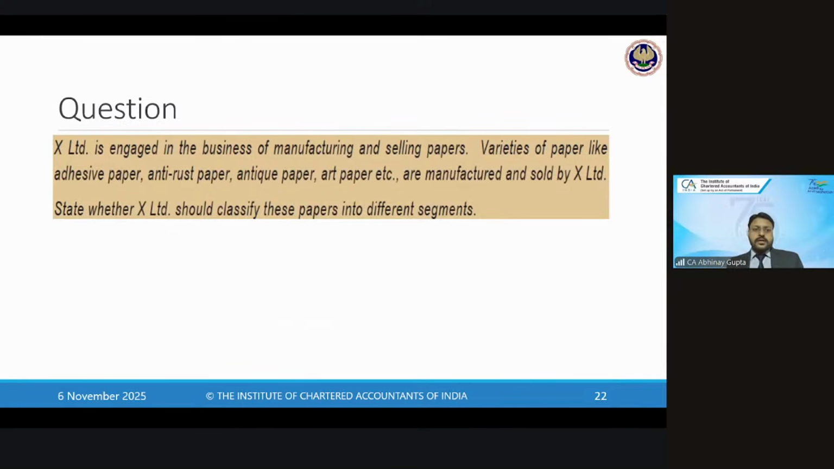Let's do this one. X Limited is engaged in the business of manufacturing and selling papers. Varieties of paper like adhesive paper, anti-rust paper, antique paper, and art paper are manufactured and sold by X Limited. State whether X Limited should classify these papers into different operating segments, or it has the opportunity to do the aggregation.